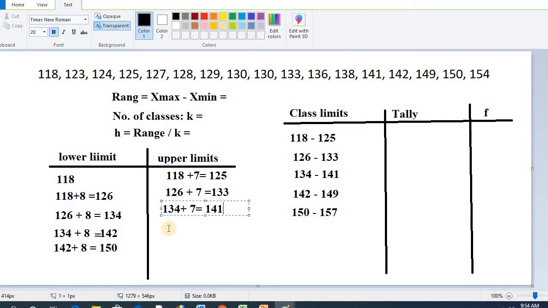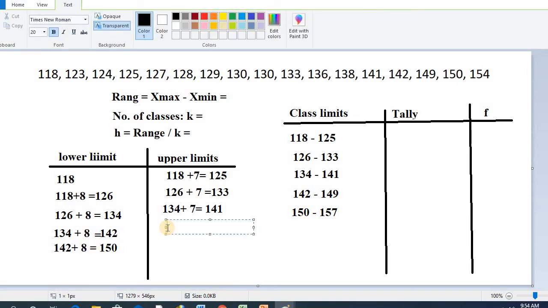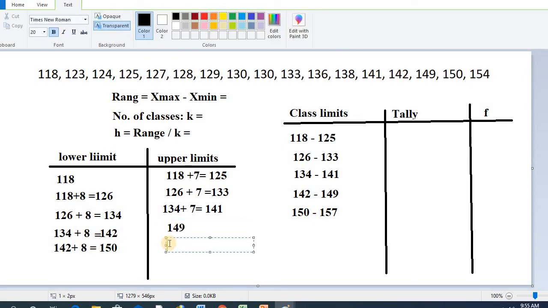In the same manner, we obtained 141 plus 7, so it becomes 149. Next class will be 149. And the next class will be 149 plus 7, 157.